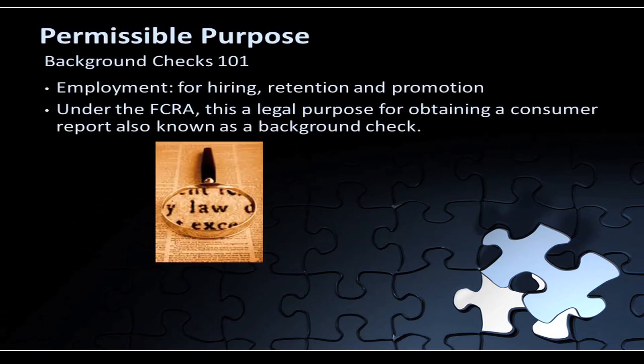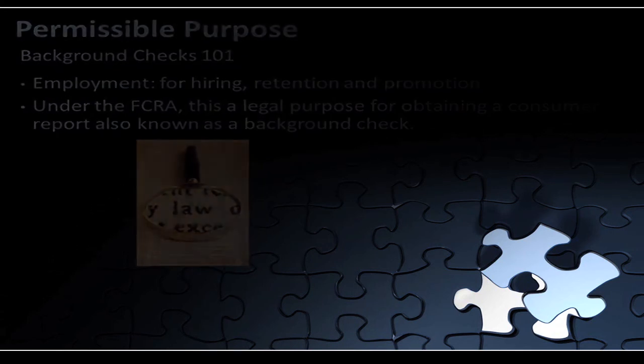Permissible purpose. Employment is the permissible purpose for hiring, retention, and promotion. Under the FCRA, this is a legal purpose for obtaining a consumer report, also known as a background check.